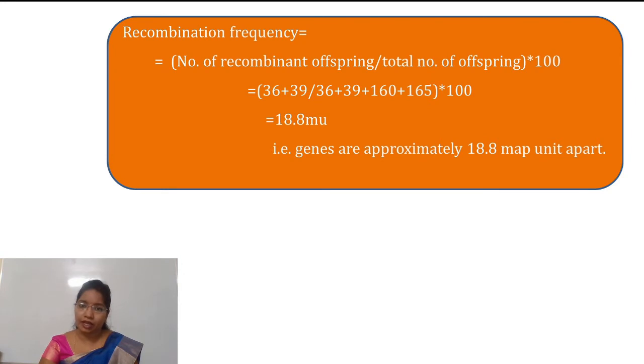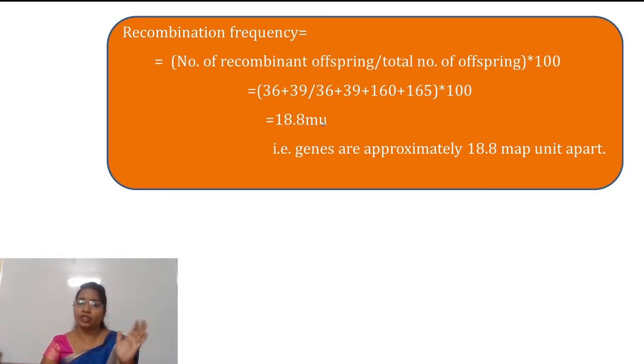So from this data, if we have to calculate the recombination frequency, we know the formula. Recombination frequency is calculated by dividing the number of recombinant offspring by the total number of offspring and multiplying by 100. As we know, there are two types of recombinant offspring. First number is 36 and second is 39. So they are 75 divided by the total number of offspring, 400. So 75 divided by 400 multiplied by 100. In this way the answer is 18.8. Okay, and the unit is map unit.